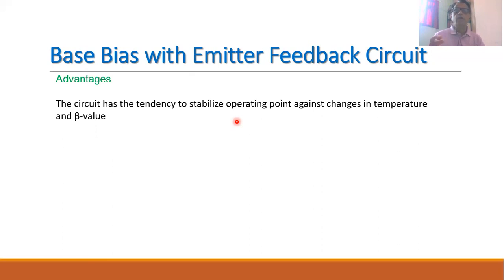And therefore, it will have an impact on IB, that is, IB will decrease. And when IB decreases, automatically the increase in the IC will be compensated. Therefore, this circuit has an advantage that its operating point is comparatively more stable against the change in the temperature or beta value of the transistor.